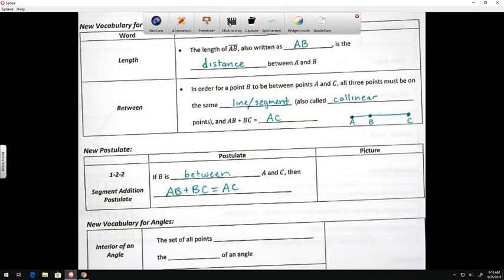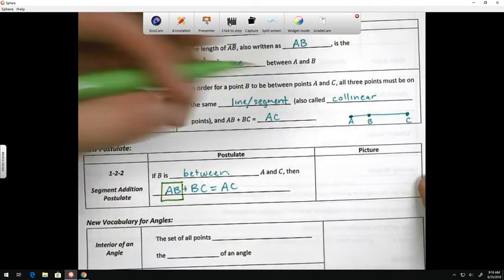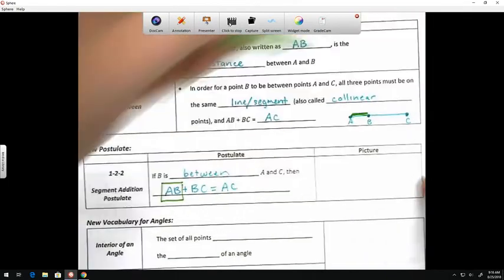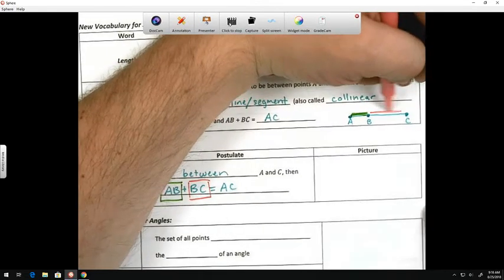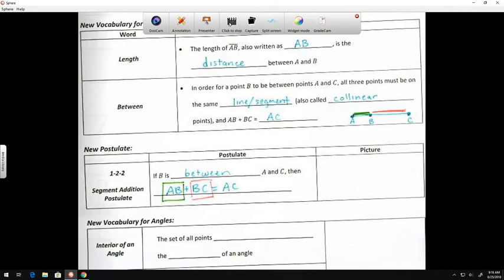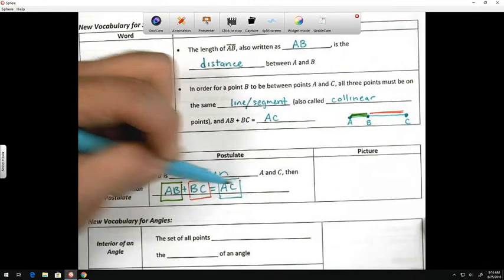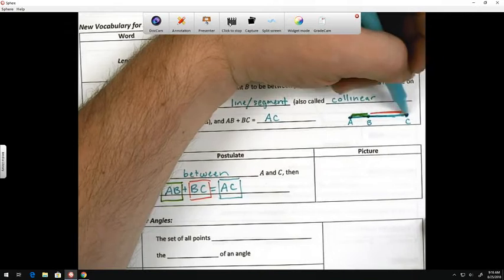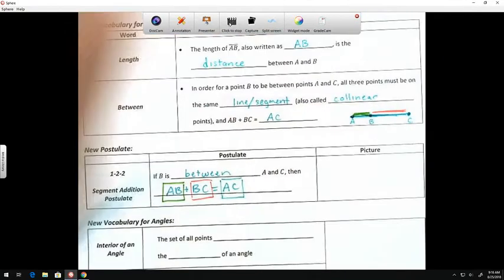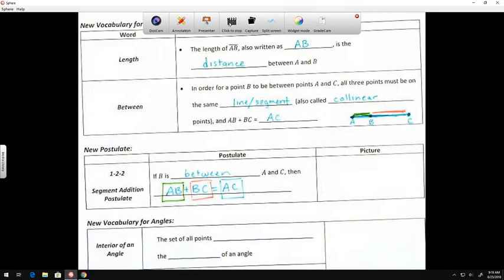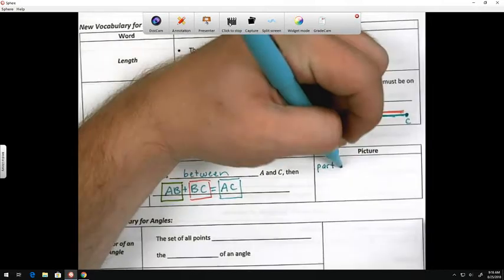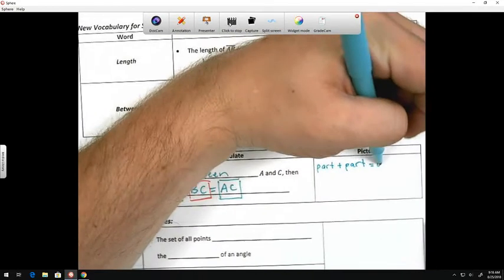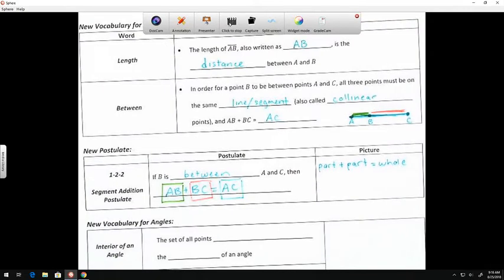So to make this a little better, and I'm not going to make you redraw this, but I'm going to try to highlight some things. If I'm talking AB, well then I'm talking about this little part right there. And if I'm talking BC, well then I'm talking this bigger part right there. But if I'm talking AC, I'm actually talking about the entire piece, or the whole. And that's what I want you guys to think about. Segment addition is really part plus part equals whole. Okay, part plus part equals whole.